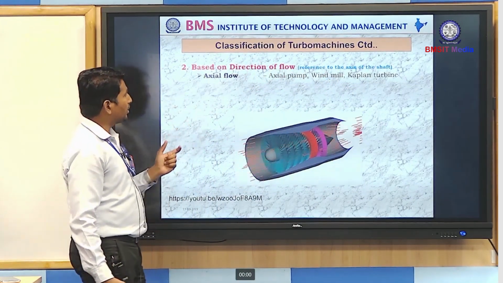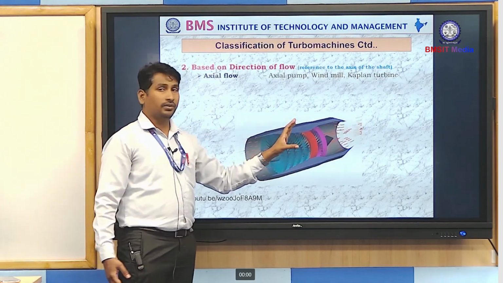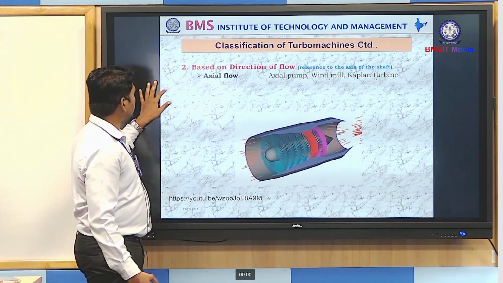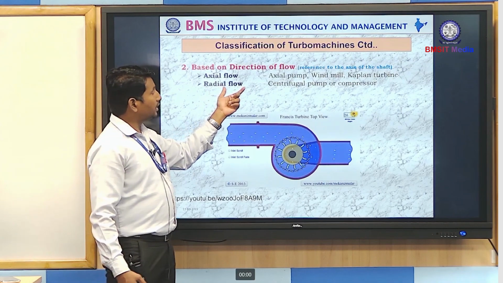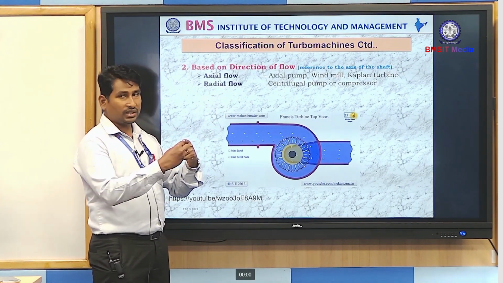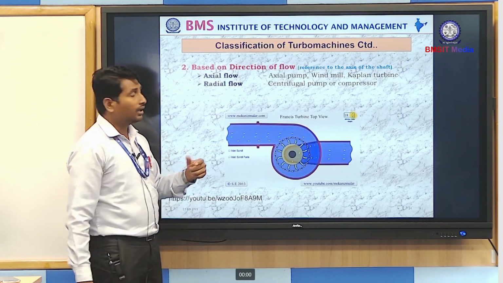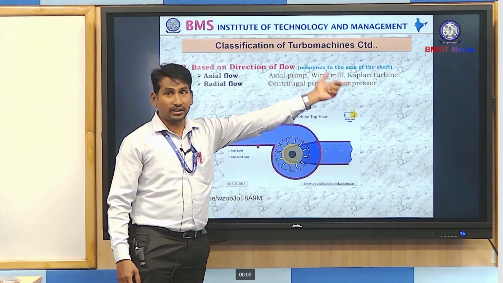These are all examples of axial flow machines. The key or buzzword to remember for the axial flow machine is, if the fluid is flowing along the axis of the rotor, it is considered an axial flow machine. Next is radial flow machines. It rotates radially. Let us assume this is a shaft, and if the water flows radially around the shaft, it is considered a radial flow machine. Better examples are centrifugal pump, compressor, Francis turbine.